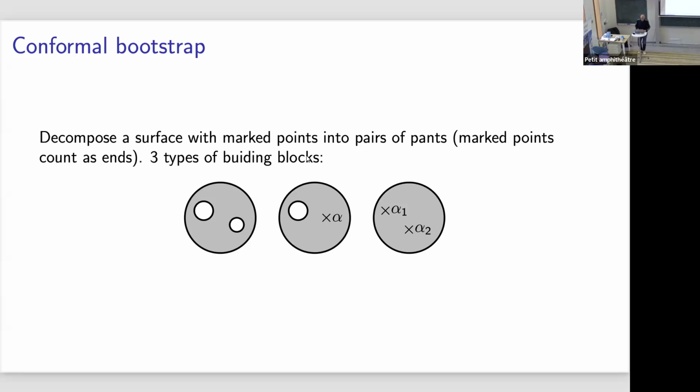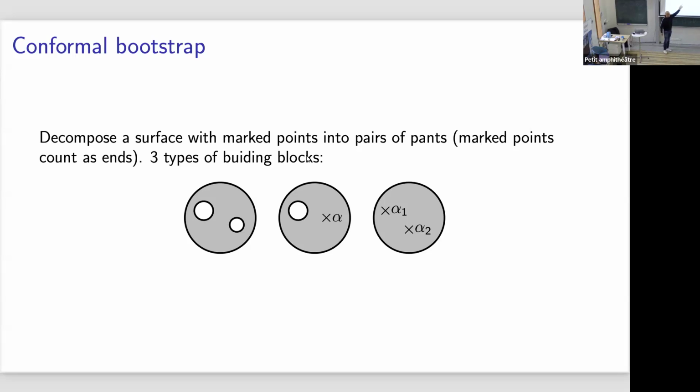We will decompose each Riemann surface into pairs of points. But for the points, you have 3 options, because the marked points count as an end of a point. So you have these 3 options here. Of course, there is also the Riemann sphere with 3 points, but it's not what I call a building block. You cannot get it from cutting a surface. You always have a cut if you cut the surface. So you have these 3 points.